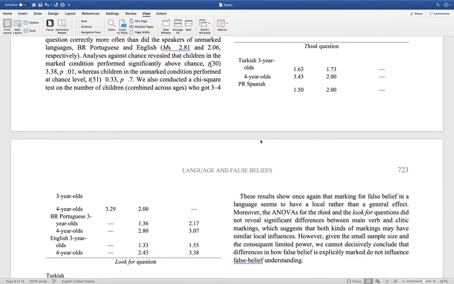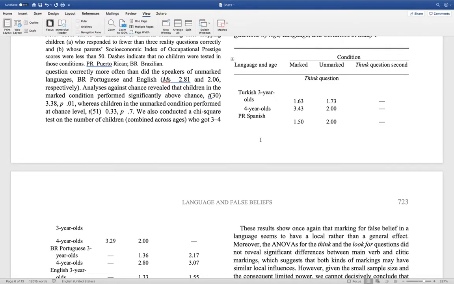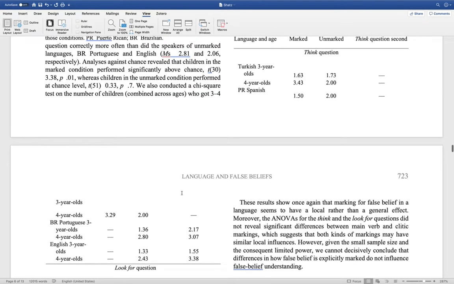So I see, let's just look at the marked question. Turkish 3-year-olds marked, they got 1.63 of the questions correct. So they're not getting many of them right. Overall there's 4. There's a high score of 4. And so they're getting less than half correctly. Turkish 3-year-olds are getting less than half.